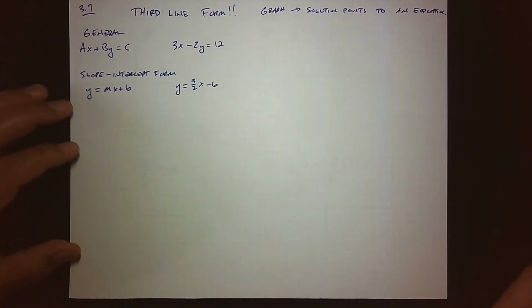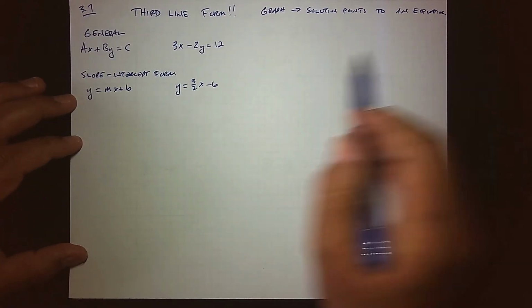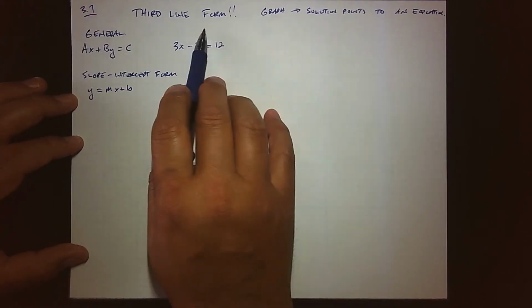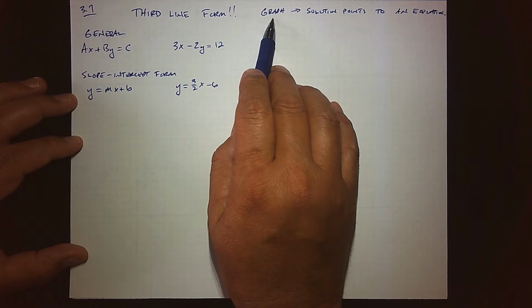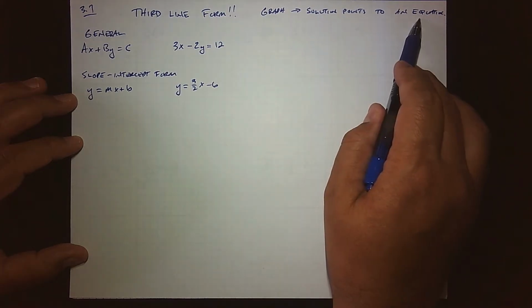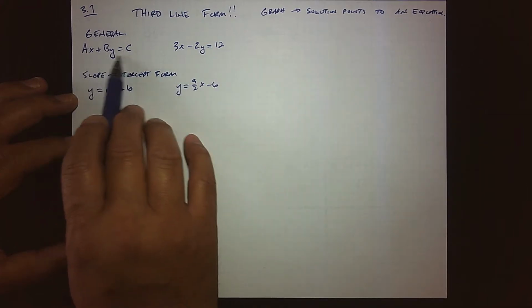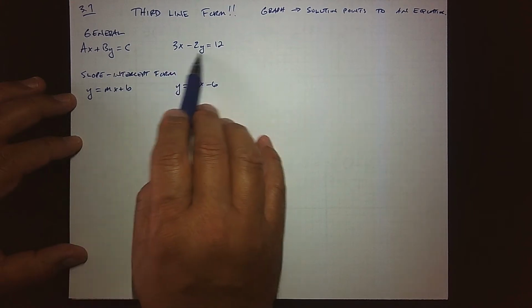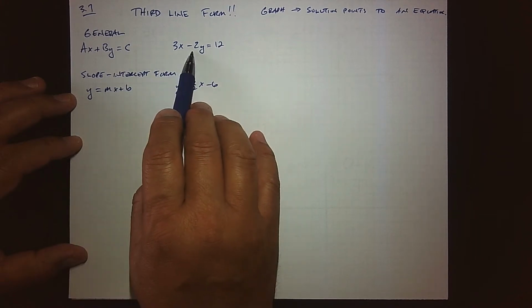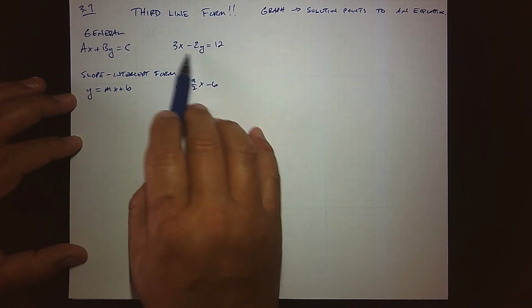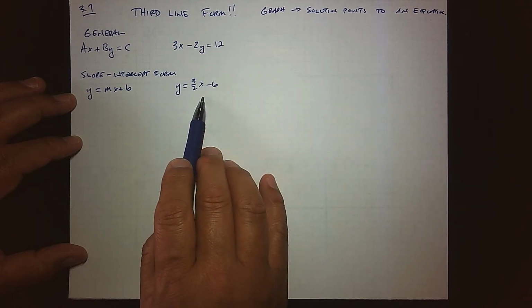Alright, so we're going to end Chapter 3 by taking a look at a third line form. At this point, just to summarize what we know, a graph is basically a picture, a visualization of the solution points to an equation. And we have actually learned how to graph two types of equations. For lines, the first form is the general form, ax plus by equals c. And there's an example of that. My a is 3, my b is negative 2, and my c is 12. And so we learned to graph that by either point plotting with intercepts or converting it to slope-intercept form.